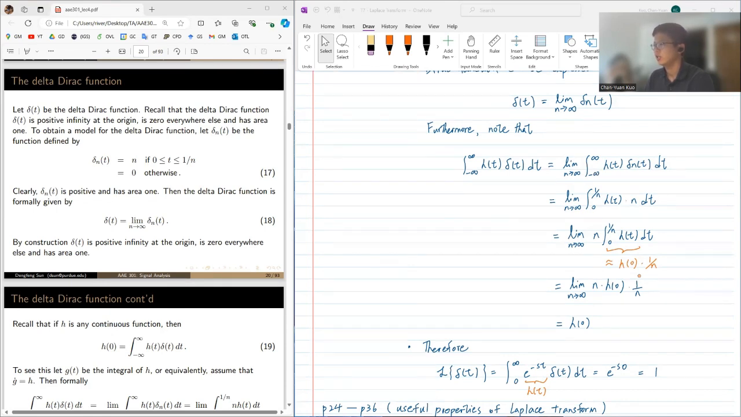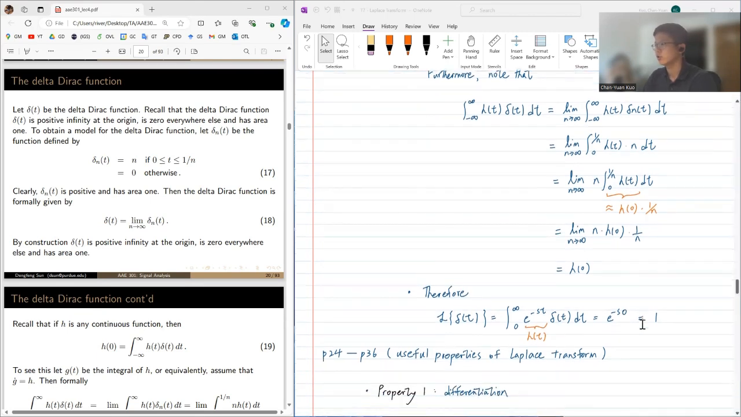And here we know n is a constant inside this integral, so we can take it out of the integral. And what we'll be left with will be n times the integral of h of t from 0 to 1 over n with respect to t. And now we are going to approximate this integral with h of 0 times 1 over n. And as we let n approach infinity, this approximation will get better and better. And in the end, you can see that what we'll be left with is just n times h of 0 times 1 over n. And here, n times 1 over n cancel each other out. So in the end, we will be left with h of 0.